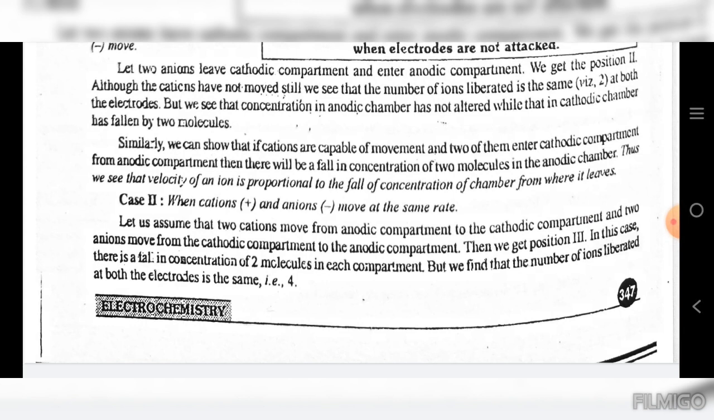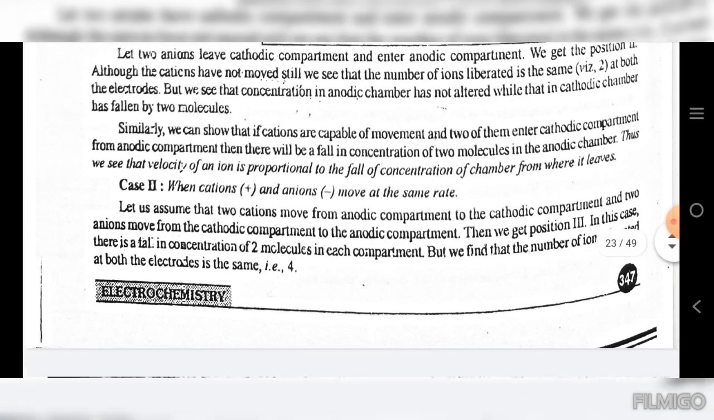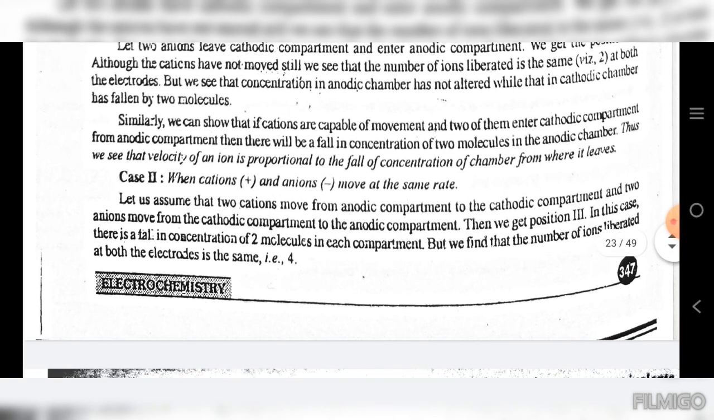Case 2. When cations and anions move at the same rate. Let us assume that two cations move from the anodic compartment to the cathodic compartment and two anions move from the cathodic compartment to the anodic compartment. Then we get position III. In this case, there is a fall in concentration of two molecules in each compartment, but we find that the number of ions liberated at both the electrodes is the same.